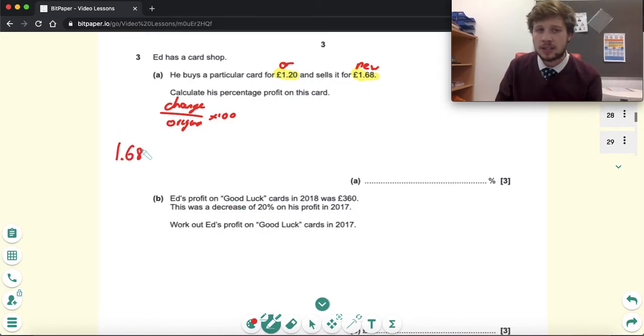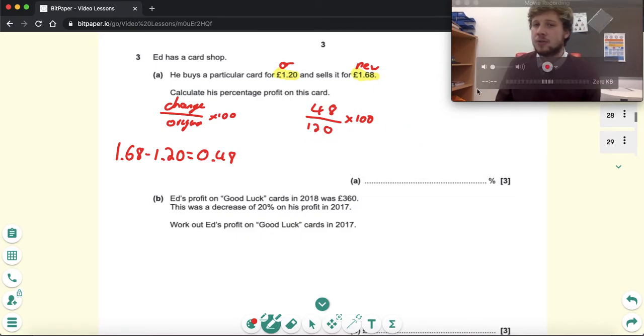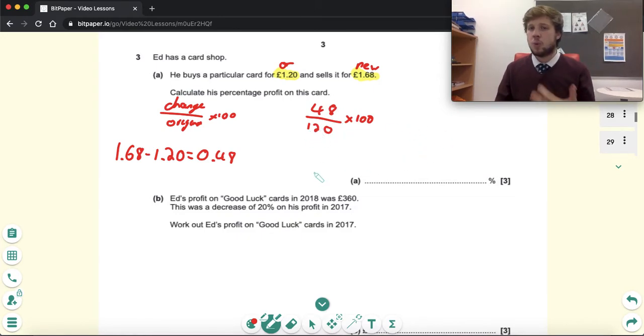My change is the difference between these two values. So 1.68 take away £1.20 is going to be 0.48. I'm going to convert everything to pence just to make my calculations easier. So 48p is the change and 120 is going to be my original, times by 100. What I would do is try and work this out as a fraction. Well, I'm dividing by 120, so every 12 is going to be 10%.